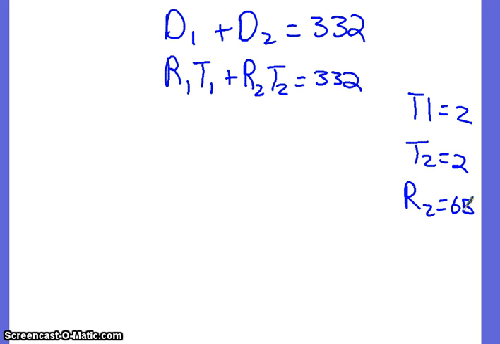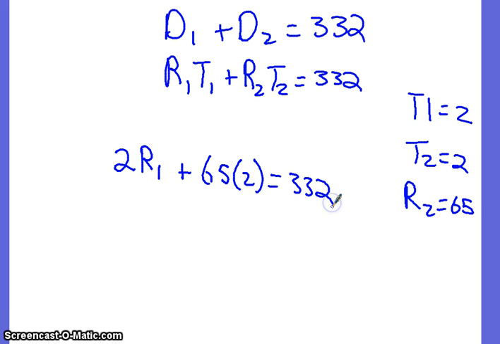All right, so we're going to write 2R1 plus 65 times 2 equals 332. We only have one variable, right? Because I knew both variables for the second one. First one, we knew one of the variables. 65 times 2 is 130, correct? So 2R1 plus 130 equals 332.